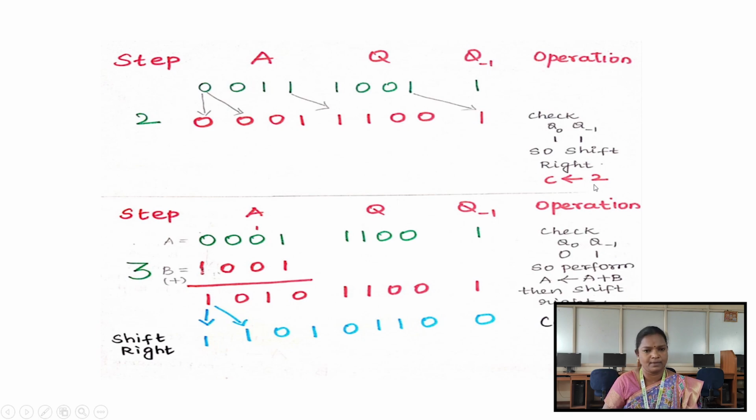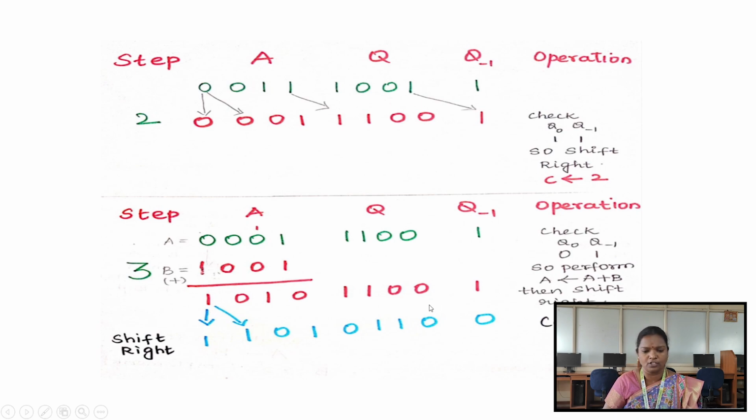So after completing step 2, we move on to step 3. I am taking and writing the above thing, that is 0001 in A register, 1100 in Q register. Now Q minus 1 contains 1. Then again I am going to check the two values, Q0 and Q minus 1. So now Q0 and Q minus 1 is 0, 1. When it is 0, 1, we are going to perform the addition operation. So A plus B: A now contains 0001 and B contains 1001. Adding these two, we are getting 1010 and then the Q register contains 1100.